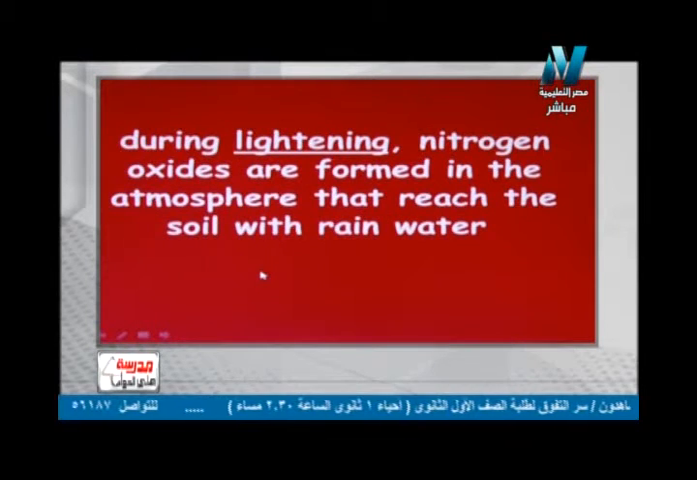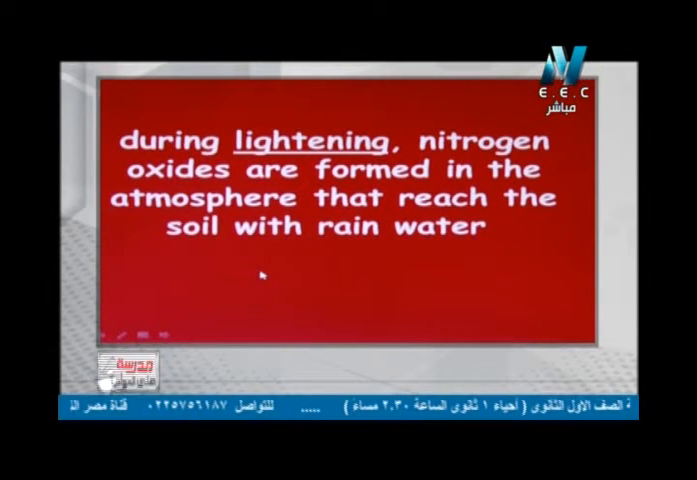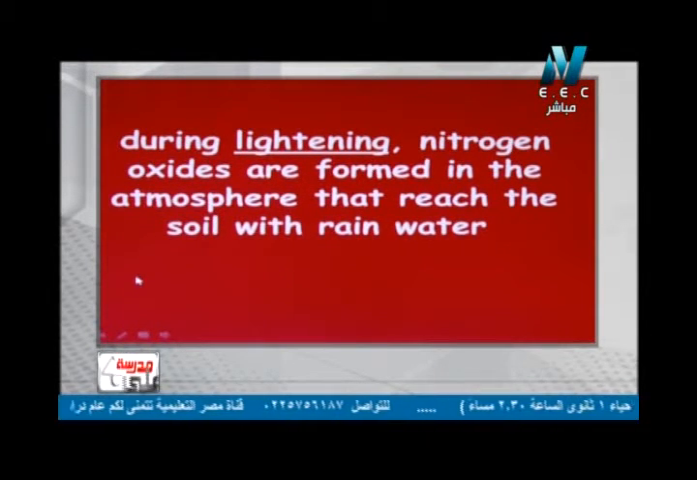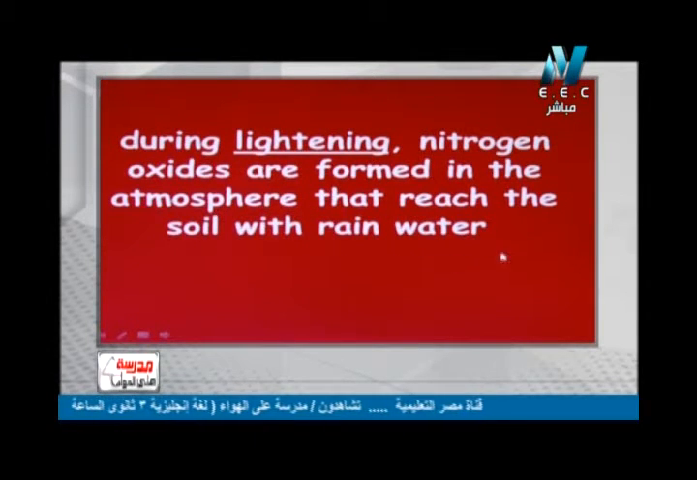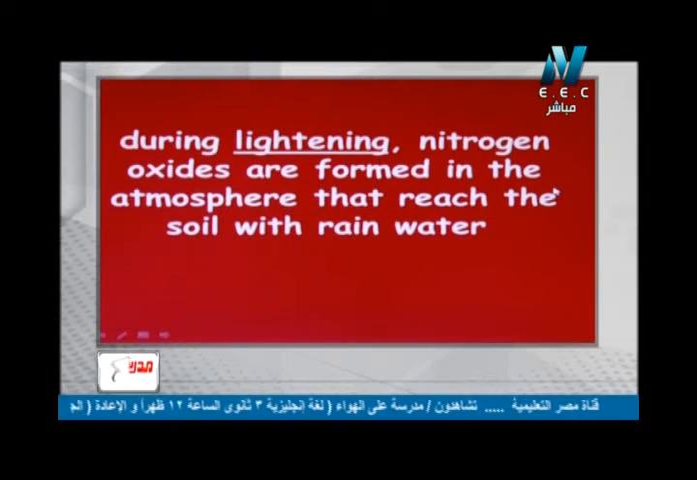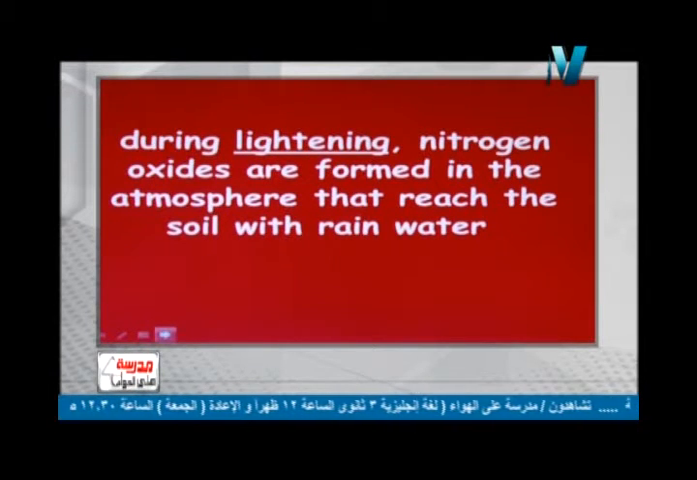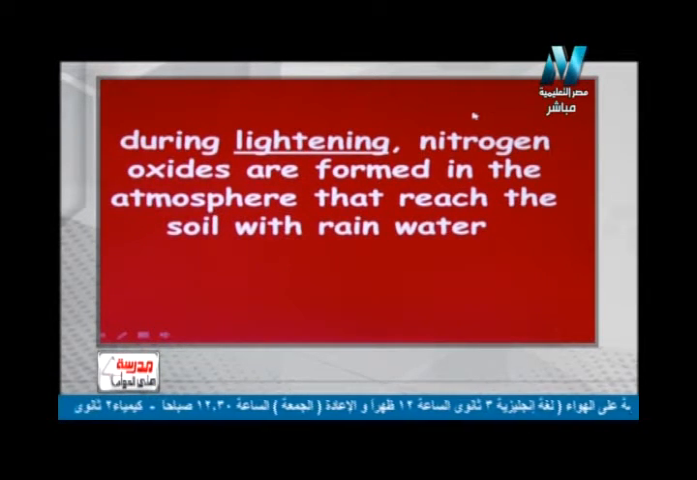So during lightning موضوع تاني خالص بقى. During lightning أثناء البرق nitrogen oxides are formed. بيتكون nitrogen oxide. Why or give reason? Because atmosphere that contain oxygen and nitrogen they react with each other and form nitrogen oxide. So is this gas dangerous? الغاز ده خطر أو مؤذي للناس أو مؤذي للبيئة؟ Sure, it will be dangerous and very very harmful. هو غاز خطر جدا that reaches the soil with the rainwater. بيوصل السويل أو التربة الزراعية عن طريق ماء الأمطار وده بيسبب acid rain أو الأمطار الحامضية.